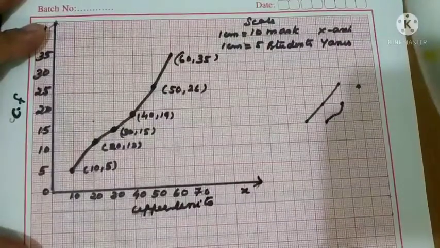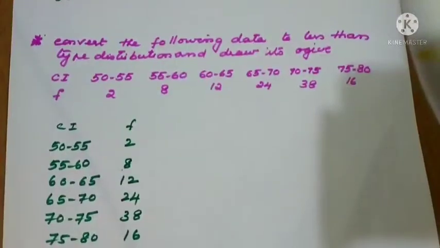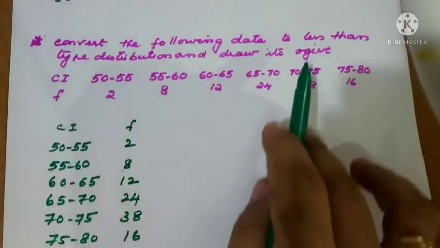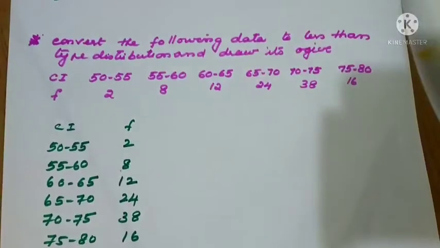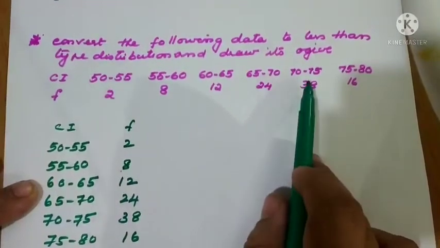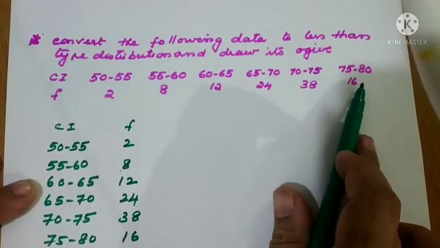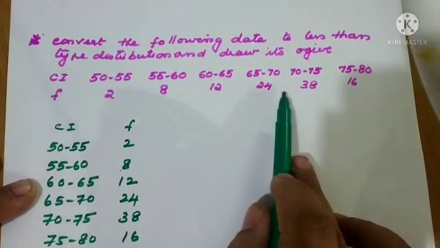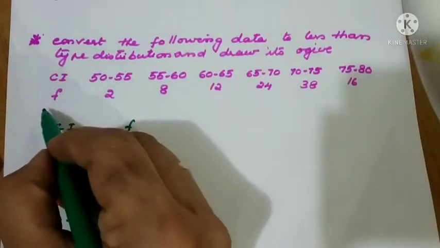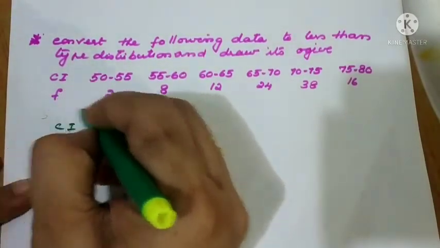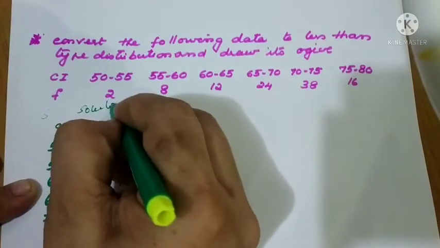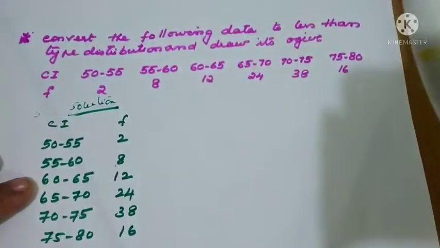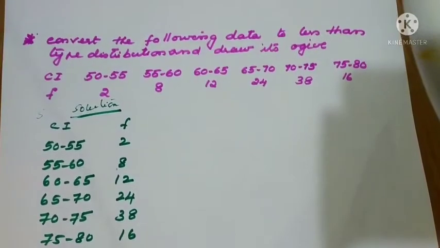Now similarly we can go for the second. Then it will be easy for you. Convert the following data to a less than type distribution. Draw its OGIVE only. So less than OGIVE we have to draw this time. So here class interval is 50 to 55, 55 to 60, 60 to 65, 65 to 70, 70 to 75, 75 to 80. Frequency 2, 8, 12, 24, 38, 16. Already I have written in the solution format. That is our column method. Column way we have represented this one.